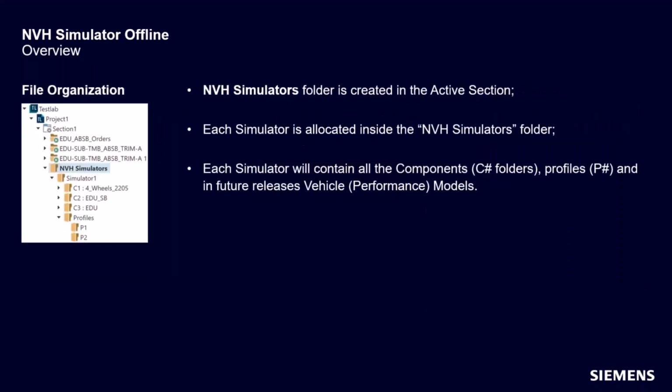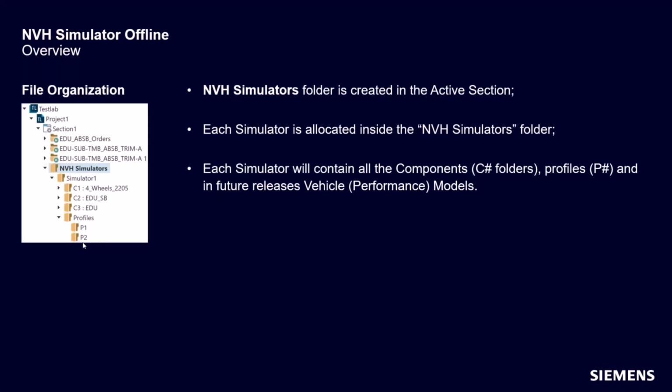In the project tree on the left, you'll see your simulators show up in a new folder called, aptly named, NVH simulators, and then each simulator will have components underneath it. And so in this case, we had 3 different components. We had wheels, then structure-borne from the EDU and airborne from the EDU, and we had 2 different profiles that we were putting this assembly through.